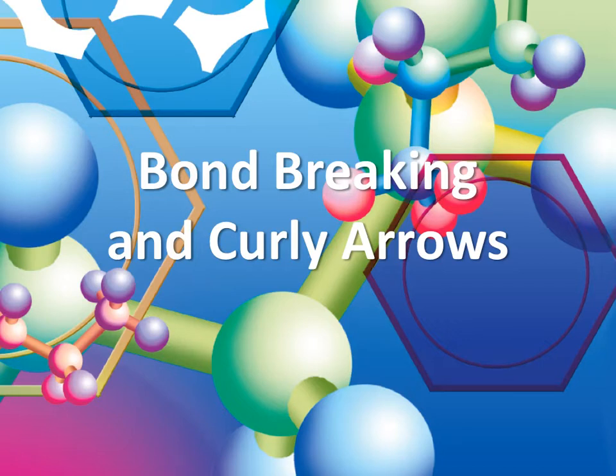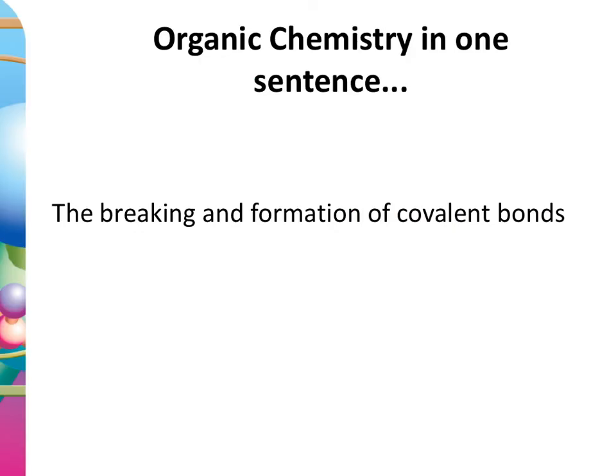So to understand mechanisms, we have to appreciate how we represent the breaking of bonds using something called curly arrows. Now, the reason that we're doing this is because organic chemistry is, in one sentence, and this is obviously a massive reduction, the breaking and formation of covalent bonds. Bonds are breaking, new bonds are being made. And then we start with our reactants and we end with our products.